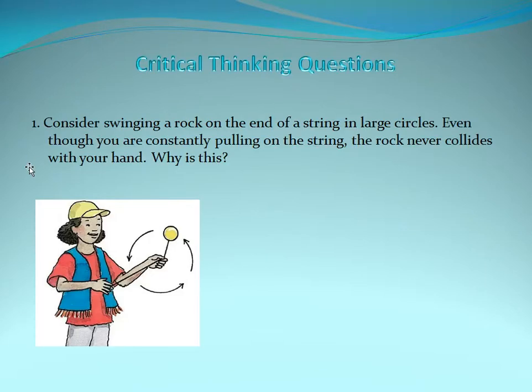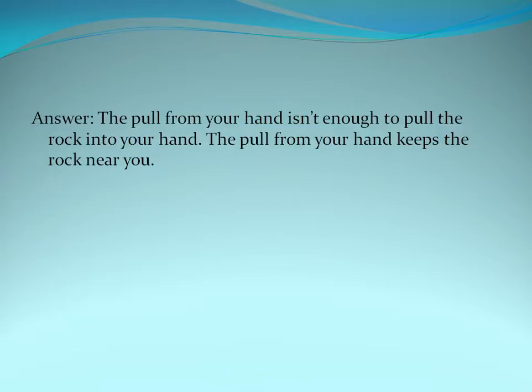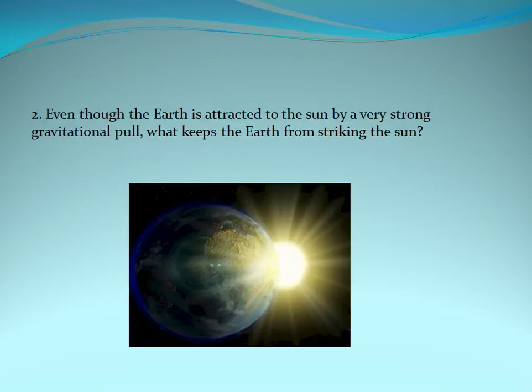Number 1. Consider swinging a rock on the end of a string in large circles. Even though you are constantly pulling on the string, the rock never collides with your hand. Why is this? Well, the rock must move so quickly that the pull from your hand isn't enough to pull the rock into your hand, and if you were to let it go, it would just fly away in a straight line. And also the pull from your hand keeps the rock close to you, but because of its initial velocity, it doesn't ever get close to you.